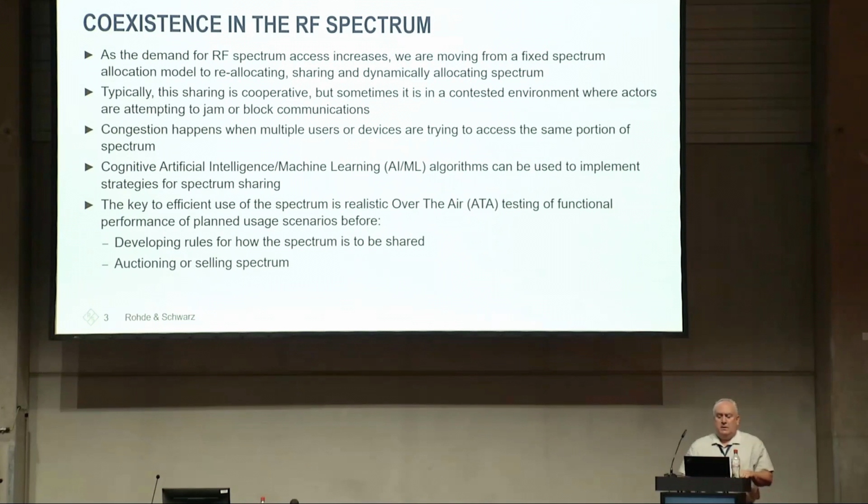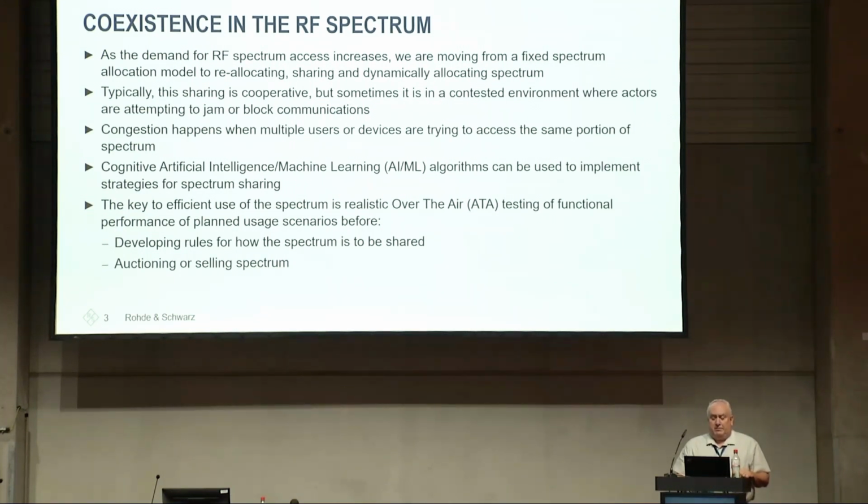So, I said the problem statement earlier on, and hopefully you can read that at the back here. As the demand for RF spectrum increases, we have a finite resource, which is our frequency bands and so on. We're moving from a fixed allocation to a model where we're reallocating, so giving spectrum away, sharing, and dynamically allocating spectrum. Most of the time, this is cooperative. But depending on where we're operating, it might not be quite such a cooperative environment. It might be more of a contested environment. It might be congested, and maybe our adversaries are trying to jam or block us.